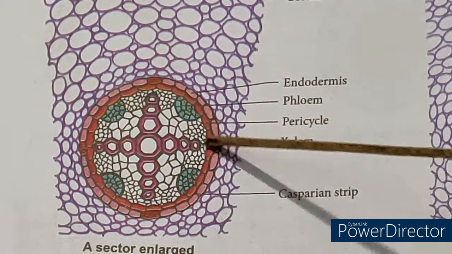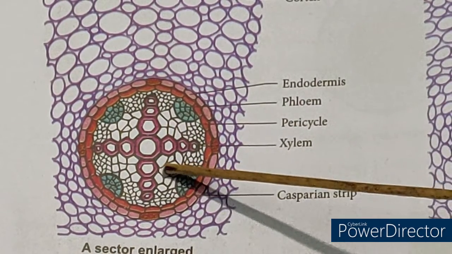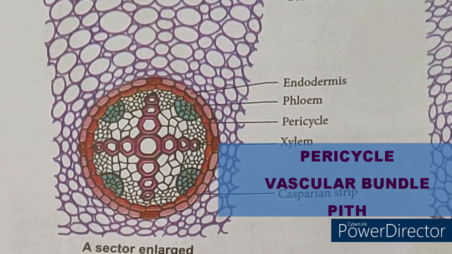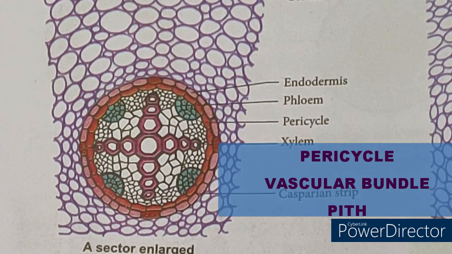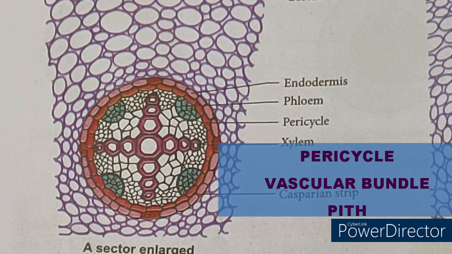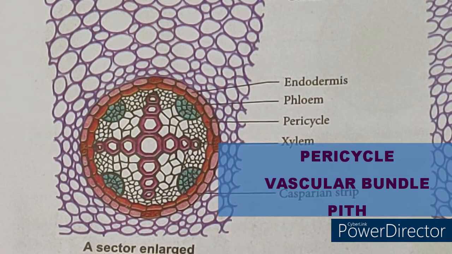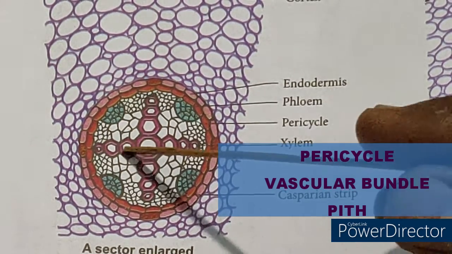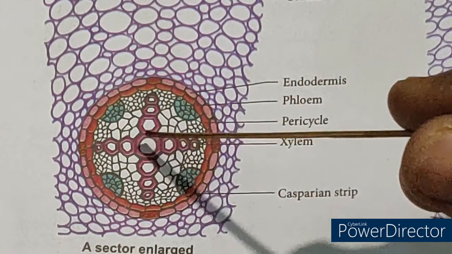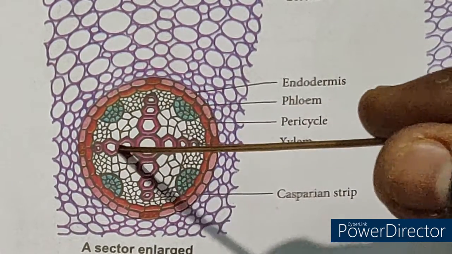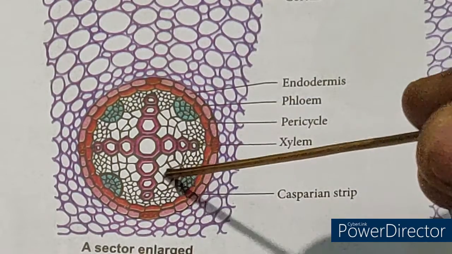Whatever is found inside the endodermis is known as stele, which includes one, pericycle, second, vascular bundle, and pith. As we discussed in the beginning, in dicot roots, only in young roots you come across pith at the center. If it is matured, there is no pith at the center. So you can find only xylem, which means this is a matured root.